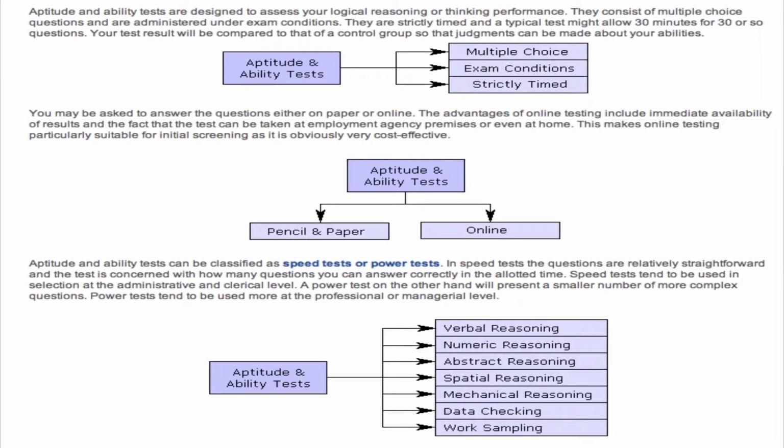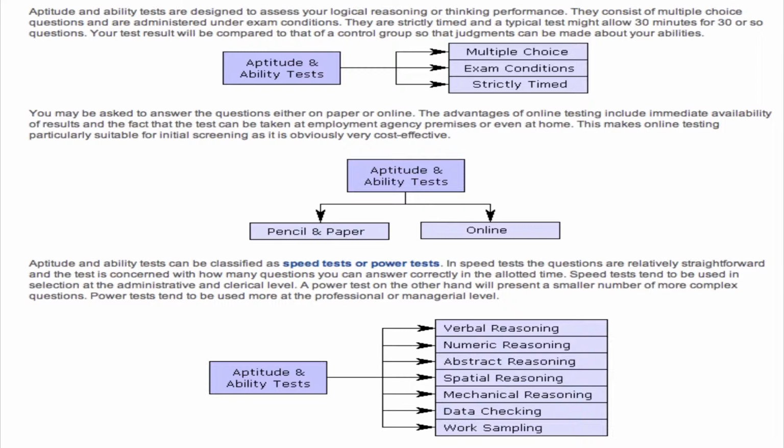Aptitude and ability tests are designed to assess your logical reasoning or thinking performance. They consist of multiple choice questions and are administered under exam conditions. They are strictly timed, and a typical test might allow 30 minutes for 30 or so questions. Your test result will be compared to that of a control group so that judgments can be made about your abilities. You may be asked to answer the questions either on paper or online.